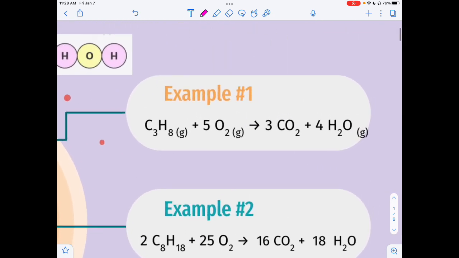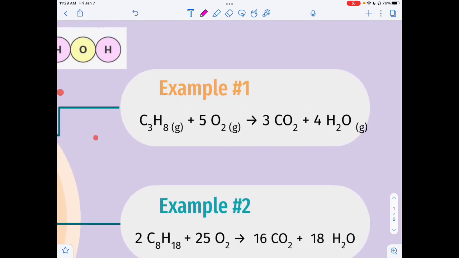So our first example is going to show that hydrocarbon, C3H8, combining with oxygen, O2 gas, to make carbon dioxide and, surprise, water vapor. Now, every combustion reaction is going to produce some amount of water vapor.